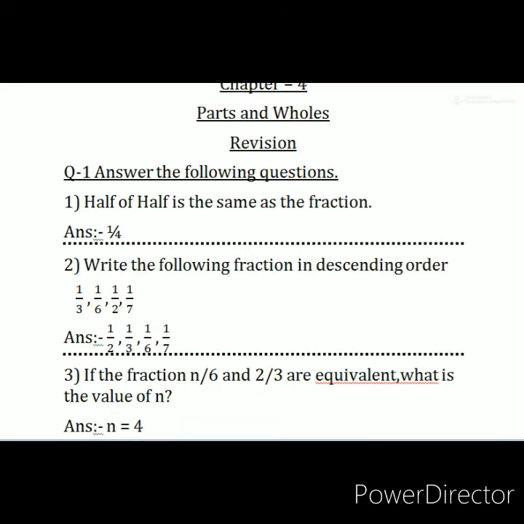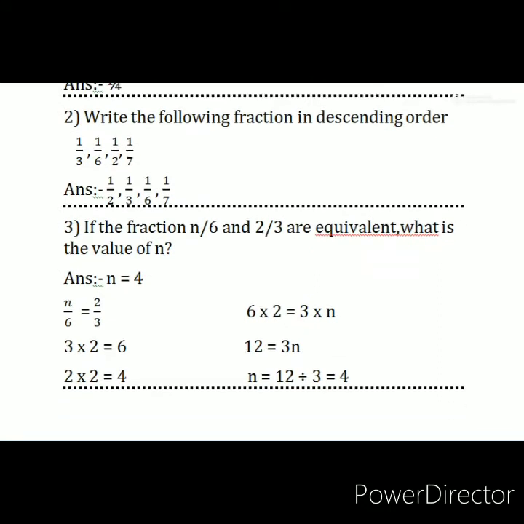Now we'll move to the third question. These are some types of questions I have given here as examples. There is a chance of this type of question being asked. The third question is: if the fractions n by 6 and 2 by 3 are equivalent, what is the value of n? That means we have to find the equivalent fraction of 2 by 3 which has denominator 6. Now how can we find n? Here we have to find the value of n.